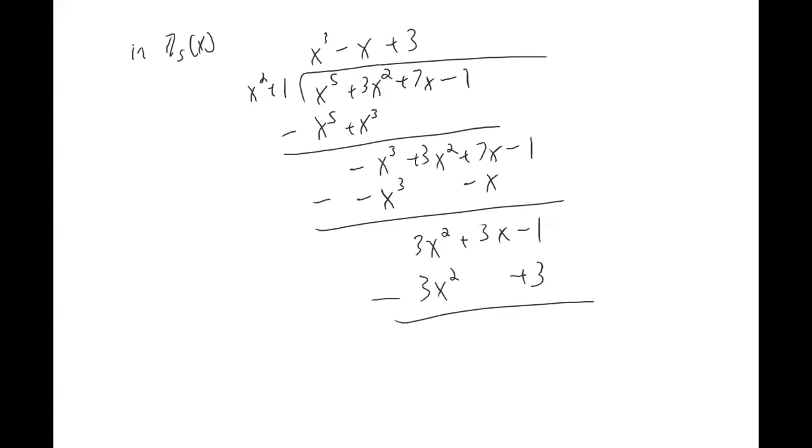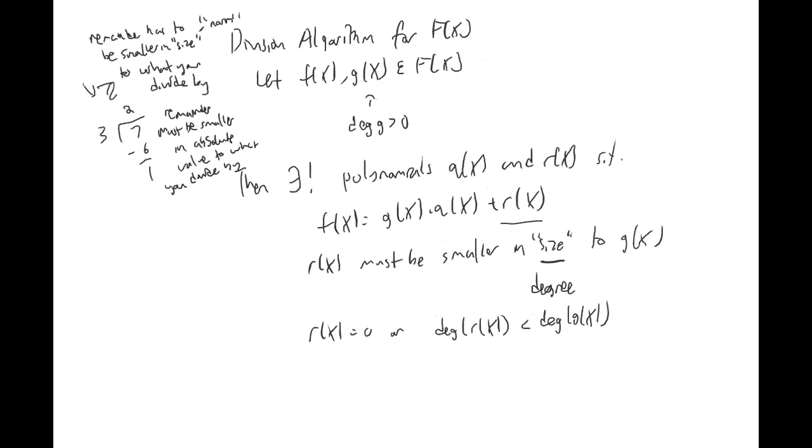So negative 3x. Negative 1 minus 3 is negative 4, and negative 4 is the same as plus 1. So this is your remainder. This is like your g of x, this is like your f of x, this is your q of x, and this is your r of x, in the description here.